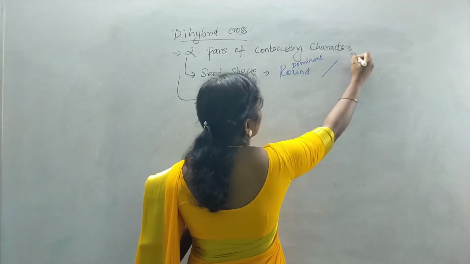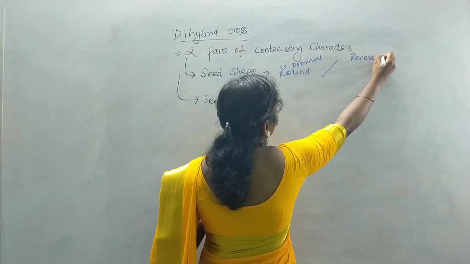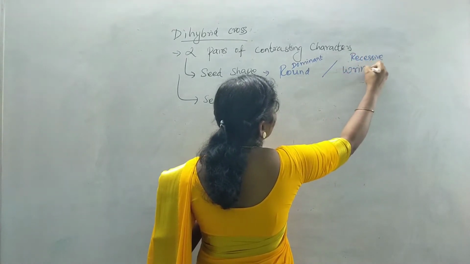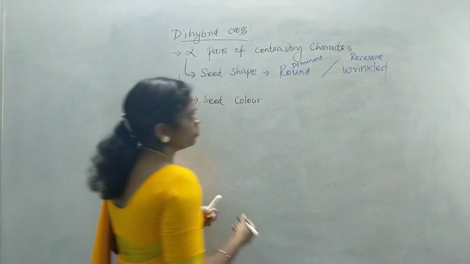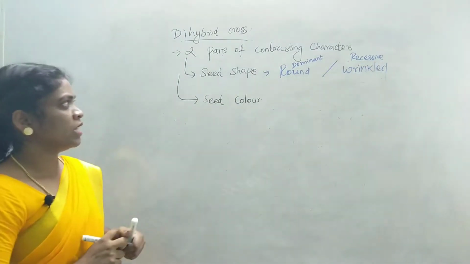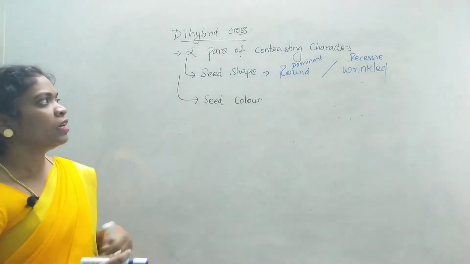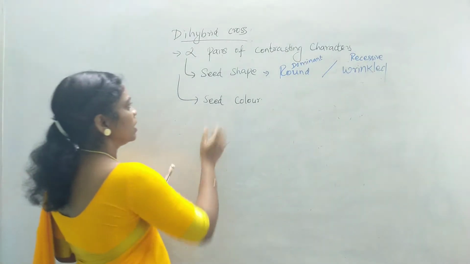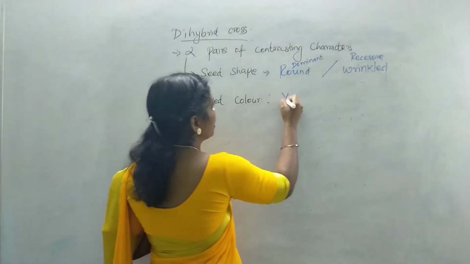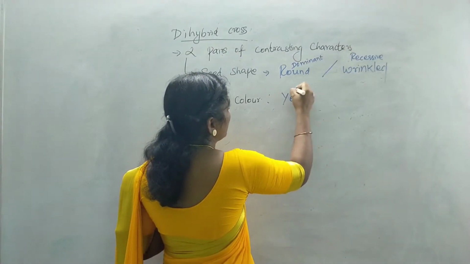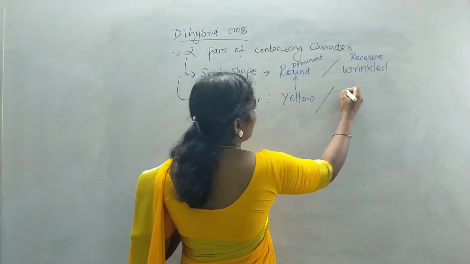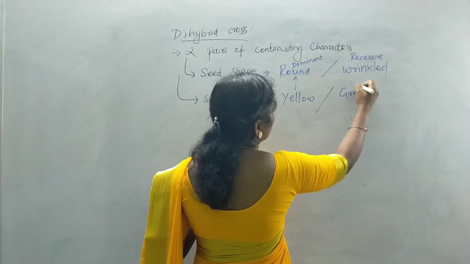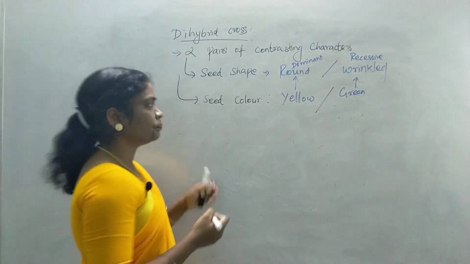What is the recessive form of this character? It is wrinkled. We took round shape of the seed, which is the dominant character. It is dominant over the wrinkled. Wrinkled is the recessive form. For seed color, he took yellow. Yellow is the dominant character and green is the recessive form.